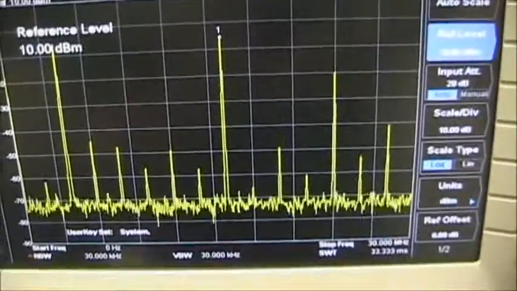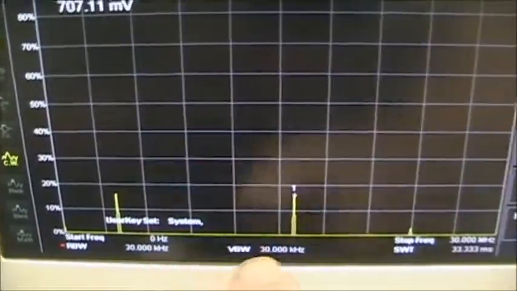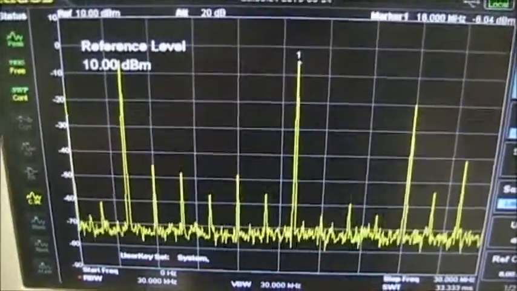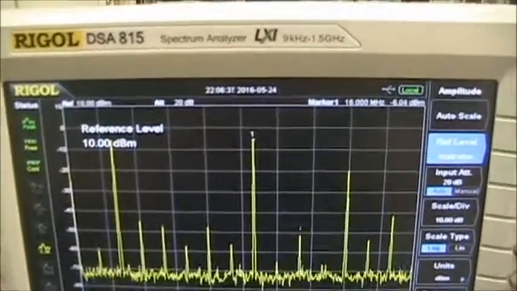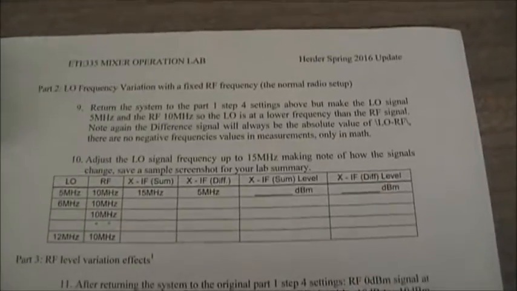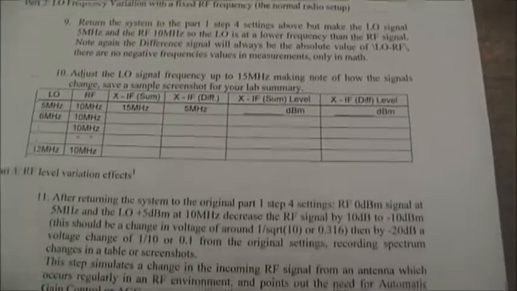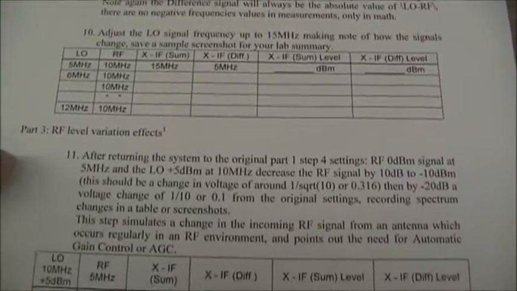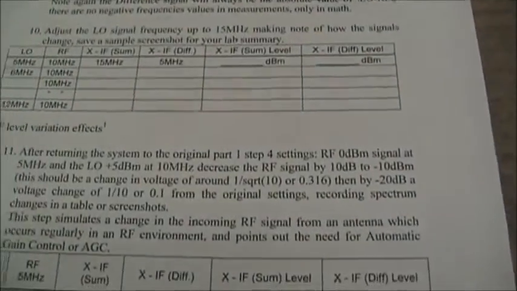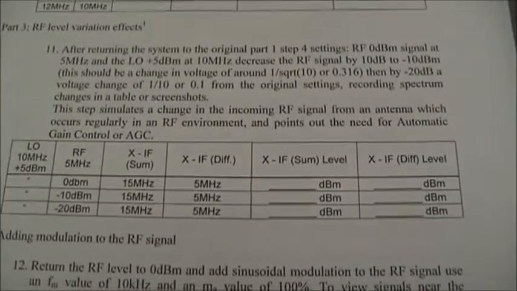If you change to the amplitude mode, of course, in the linear mode, you will see only two signals, the difference and the sum. But we need to work in the log mode because it shows the smaller signal. In part 2 of the lab, you will do something similar to part 1, but now you will change the local oscillator frequency, again focusing on the sum and difference components. The third part of the lab, you will change the level of the RF signal, that is the Agilent arbitrary waveform generator, and just to see the response of the system. Part 4, you will add modulation to the RF signal and then look at the product.